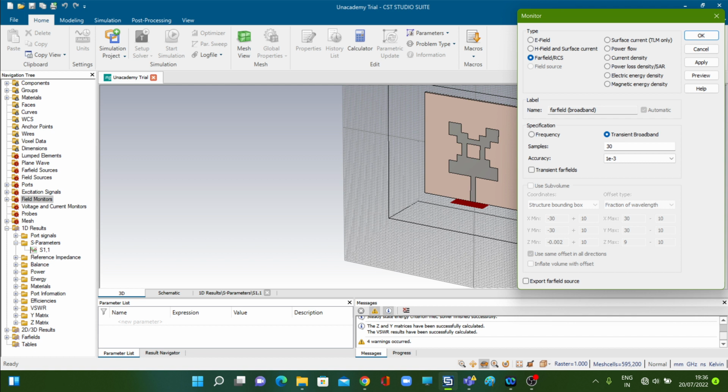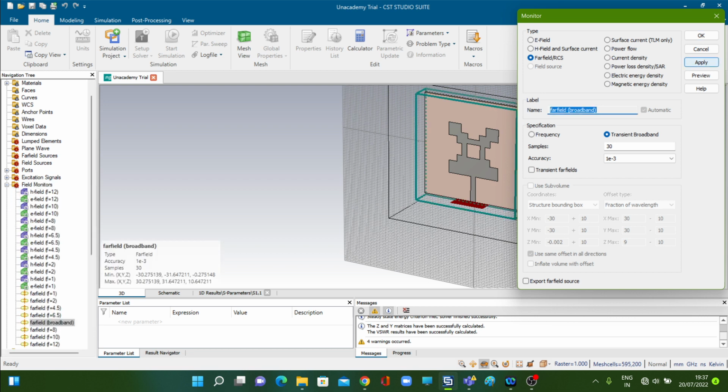So what have we done? We have selected far field, we have selected transient broadband, we have optimized the number of samples and kept it to be 30, for example, in this case, and the accuracy we have kept to minimum, level 3, because minimum to maximum in this case will not make much of a difference. Okay, so after you make these selections, you have to click on apply, then OK.